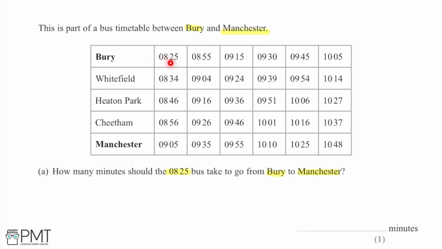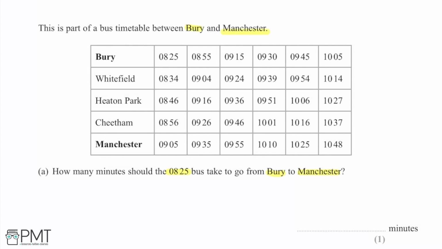So each column represents a different bus. So, for example, this column here is the 8:25 bus from Bury. So it stops at Bury at 8:25, and then the same bus will stop at Whitefield at 8:34, etc., until it stops at Manchester at 9:05.